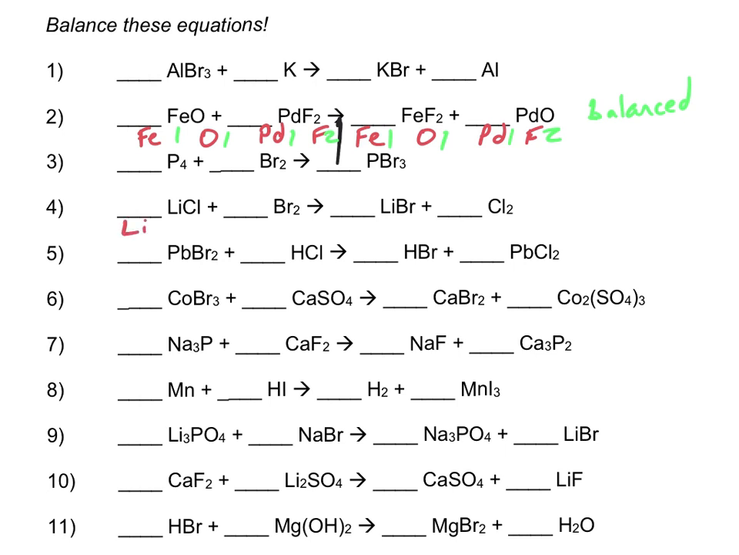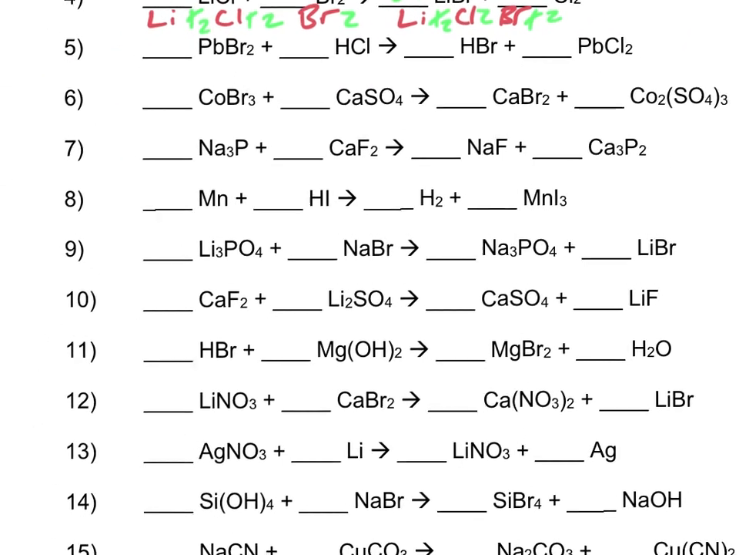The other, number 4, another even. Lithium chloride bromine. We have 1, 1, 2, 1, 2, 1. Okay, so definitely not balanced. The chlorine and bromine. Alright, so if I throw this to fix bromine, I've now messed up lithium, but that fixed everything. So that one is now balanced.